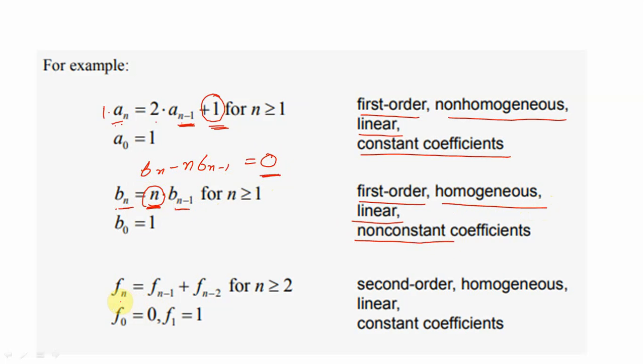We can take another example. Fn is equal to Fn minus 1 plus Fn minus 2. So this is a recurrence relation of second order. The coefficients are 1, 1, 1. So it is constant coefficients. Degree is 1. So it is a linear recurrence relation. And once again, the non-recurrence part of this is equal to 0. I can write it as Fn minus Fn minus 1 minus Fn minus 2 is equal to 0. So this is a homogeneous recurrence relation.